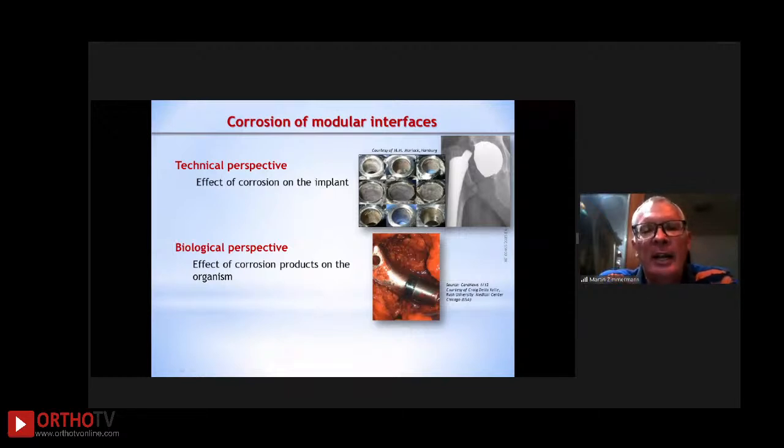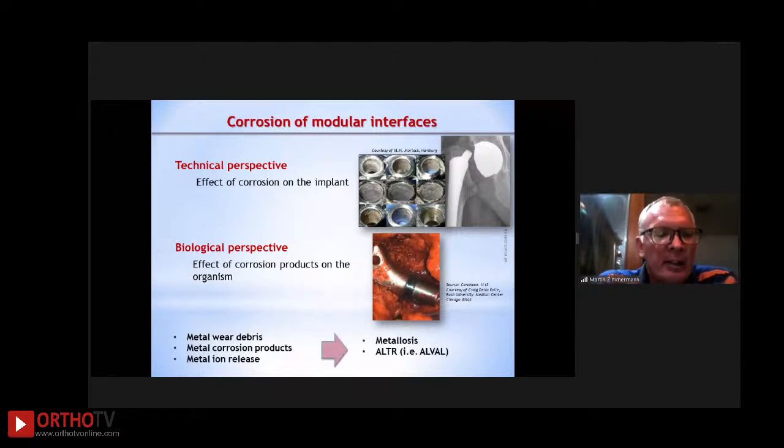But more critical is the biological perspective, because during fretting and corrosion, you are creating a lot of metallic ions going into the body of the patient, and having all these metal particles, metal wear debris, and corrosion products creates metallosis and ALTR, as I discussed a little bit in my previous presentation.